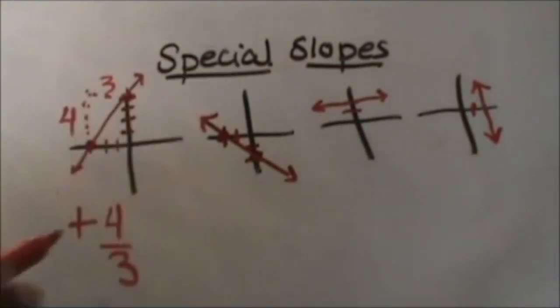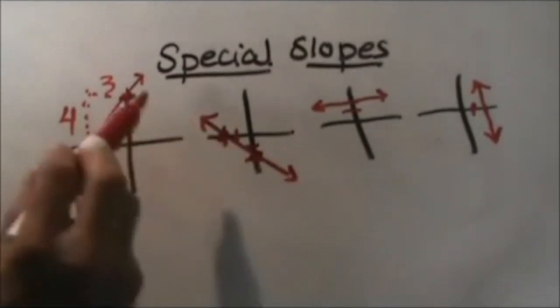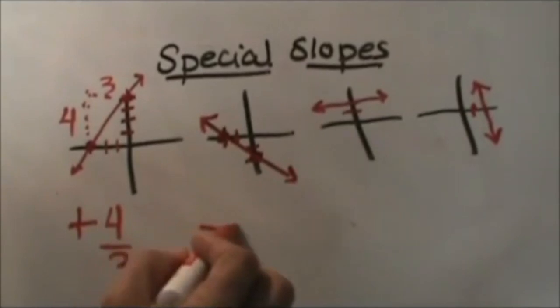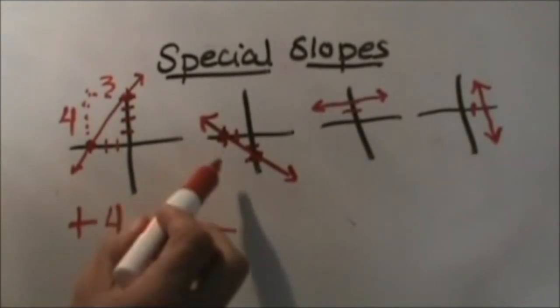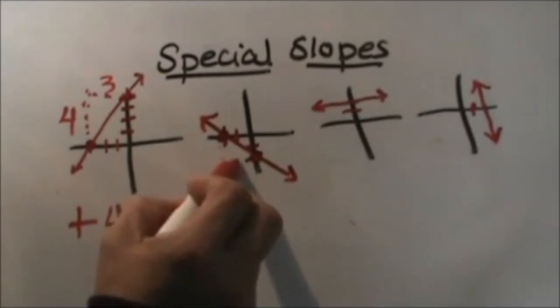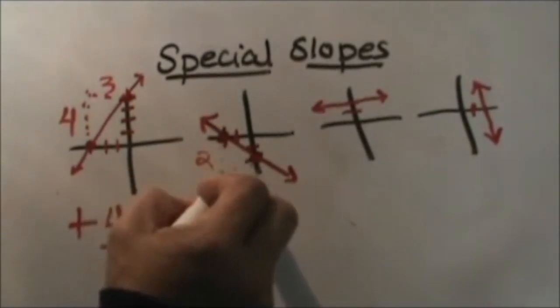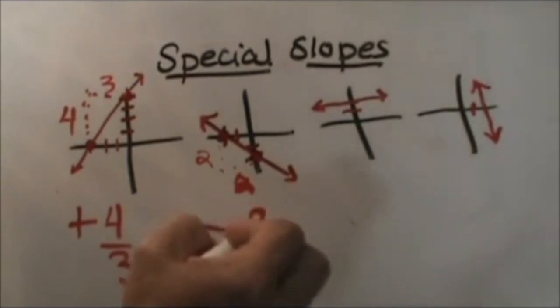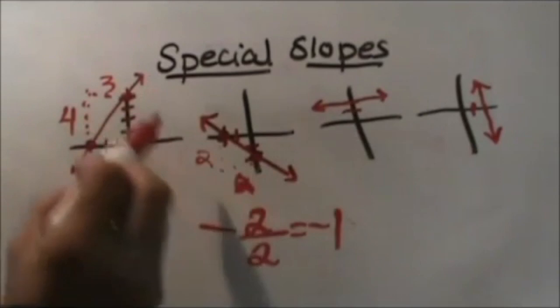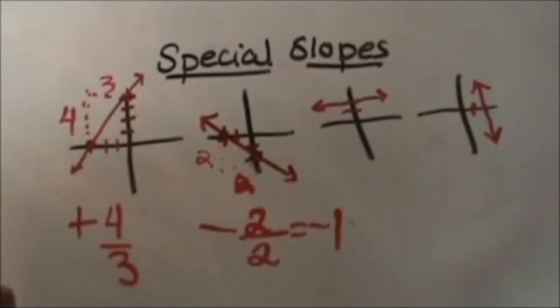Okay, let's look at the second example. From left to right, notice the line is going down. So that one's going to have a negative slope. When we go to count it, we're going to go down 1, 2, and over 1, 2. So it's negative 2 over 2, which gives us a -1 slope. And again, the slope is negative. It's going down from left to right.